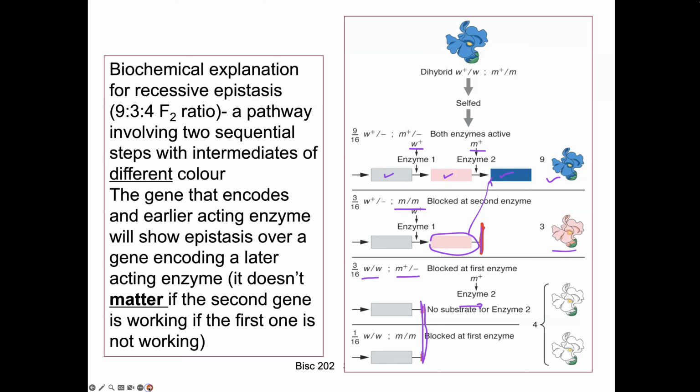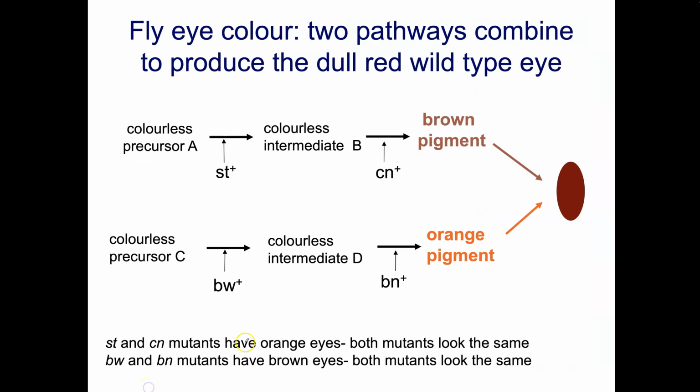Okay. So that's what recessive epistasis is, and basically it lets you see where the pathways are blocked and why you get that ratio, and that's the thing we really want you to key into. Why is this ratio being produced? And I'll quickly go through, I think I have time to go through this one before I do the next video. So basically this is how fly eye color works.